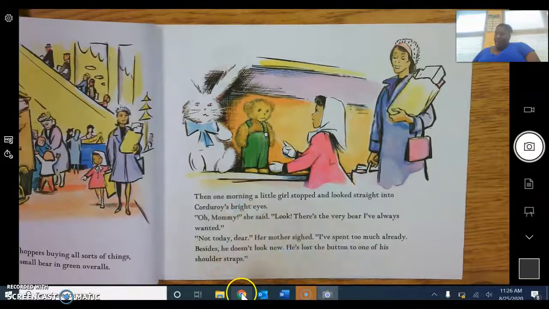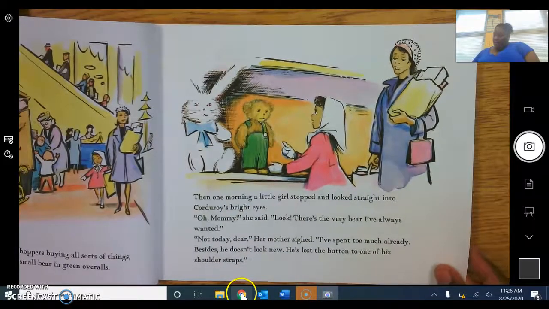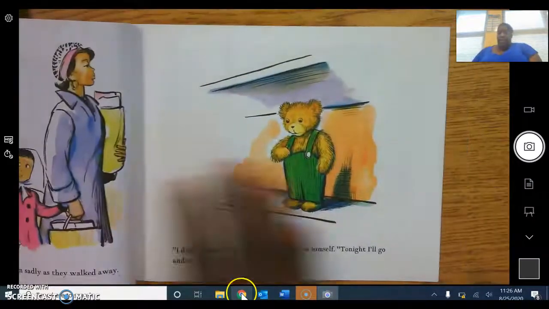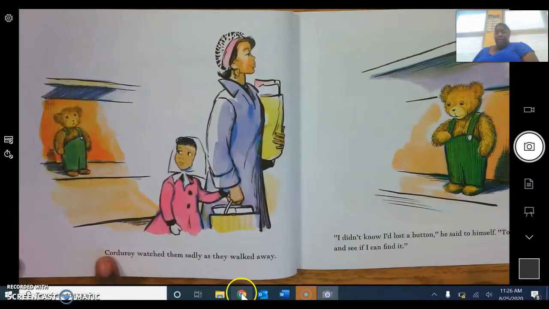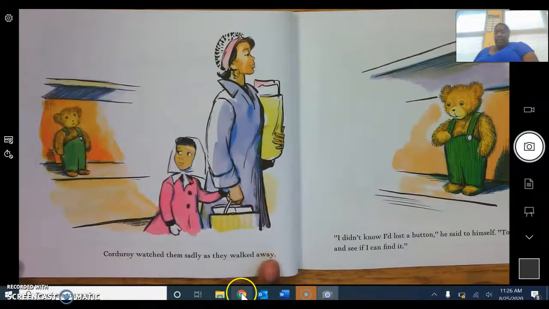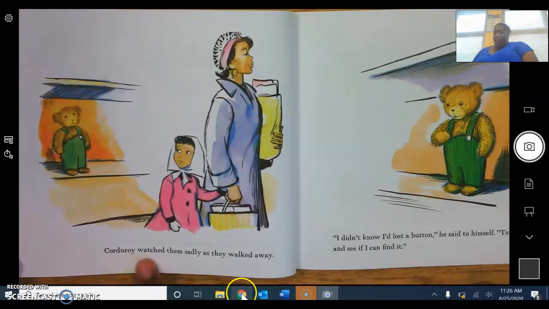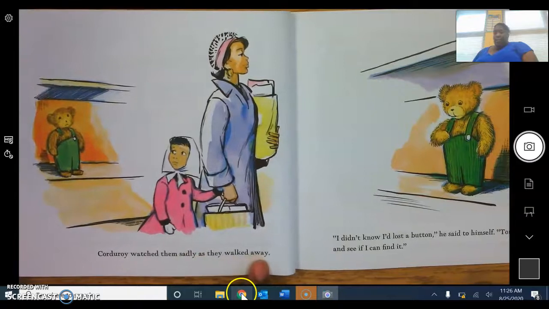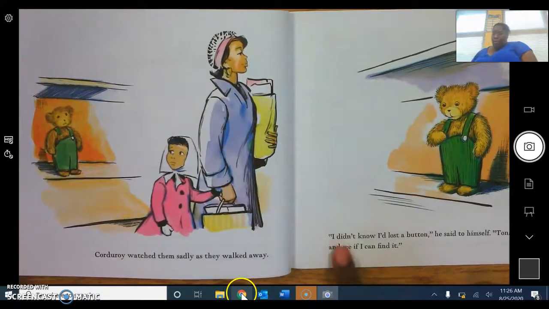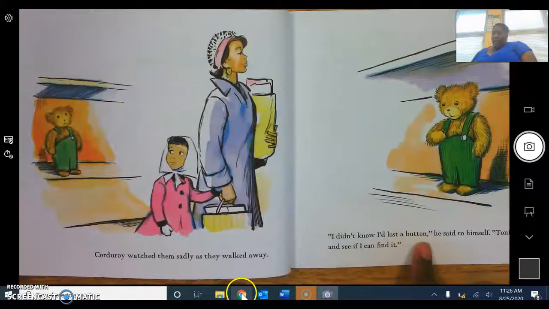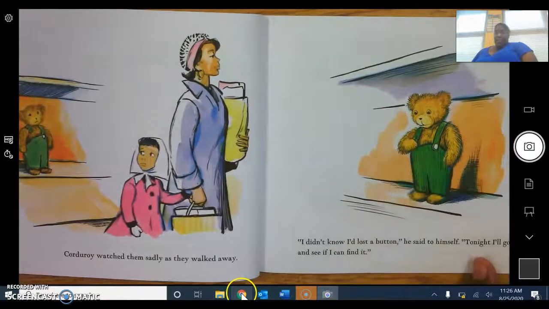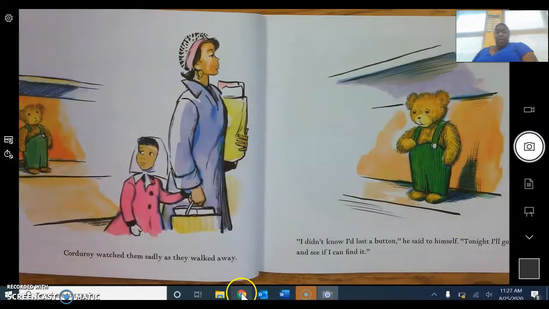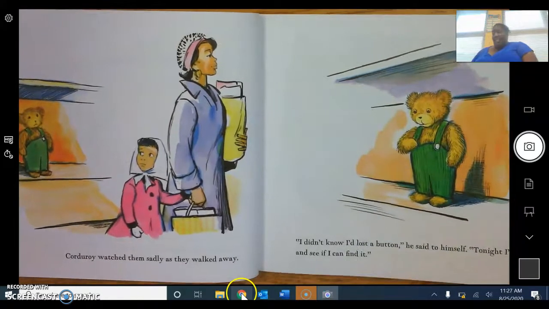Excuse me, we already read that page. Turn to the next one. Again, I'm tracking with my finger, reading from left to right. Corduroy watched them sadly as they walked away. "I didn't know I'd lost a button," he said to himself. "Tonight, I'll go and see if I can find it." So if you look here, Corduroy's missing his button. See the girl, she's walking away. They're both sad that she has to leave him.